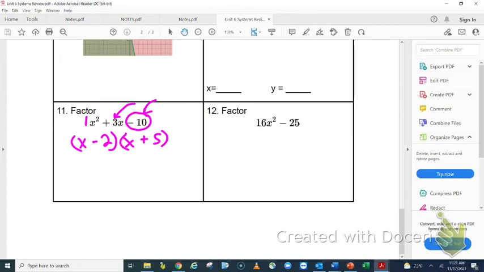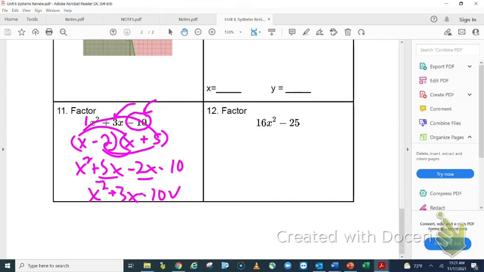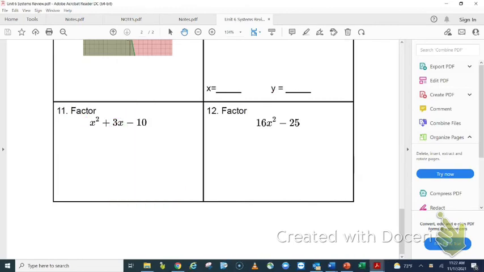Because 5 times negative 2 is negative 10, and 5 minus 2 is positive 3. We can check this by multiplying it back out. That's x squared plus 5x minus 2x minus 10. These add to 3x, and we've done it correctly. Check. So our answer, once again, x minus 3 times x plus 5.